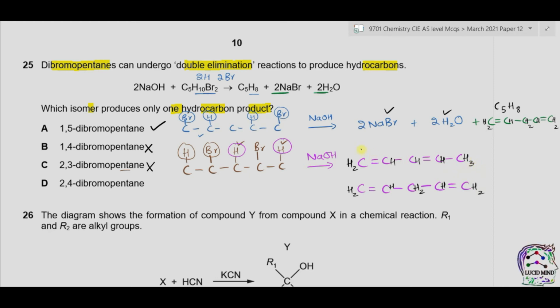In the first product, the double bond is between the first two carbons and then the third and fourth. In the second product, the double bond is between the first two carbons and the fourth and fifth. Two hydrocarbon products are formed. This is also incorrect. Only correct option is A.